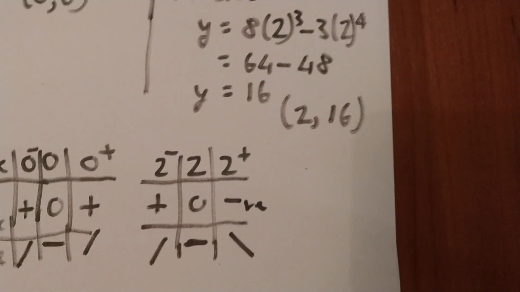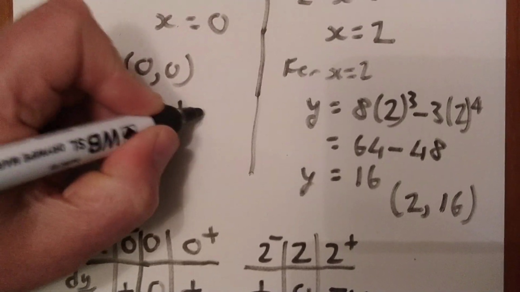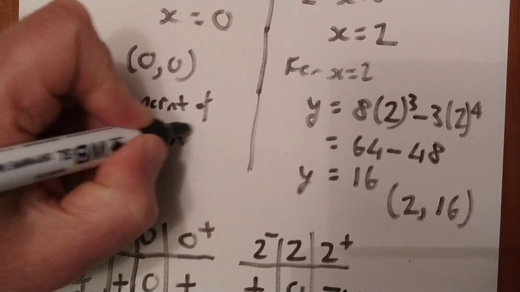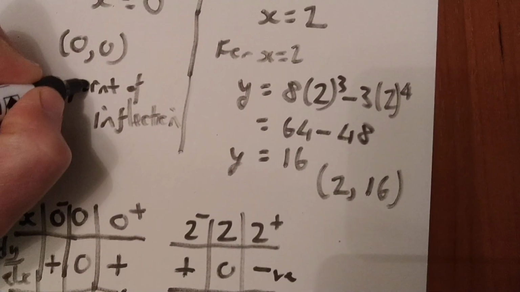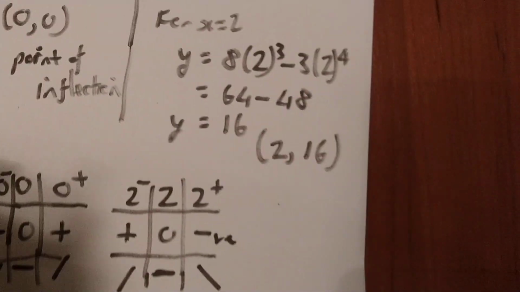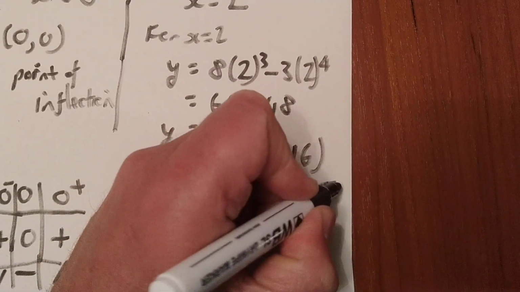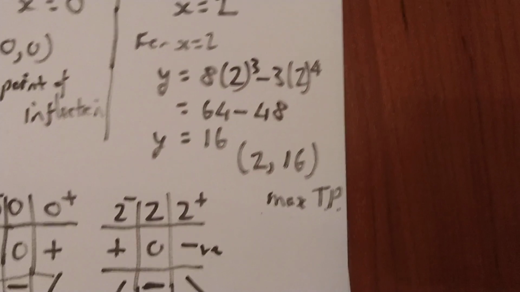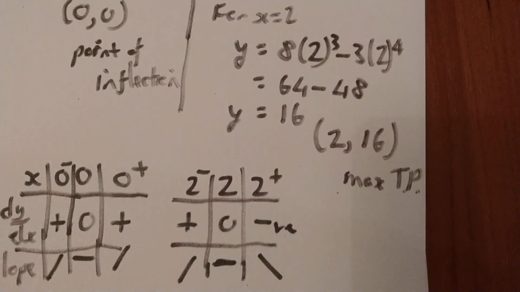Now the question didn't ask me to, but I may as well put in point of inflection, because sometimes the question will ask me that, and I will get marks for just identifying these and to say 2, 16 is a maximum turning point. Because that could be an extra mark right there just for merely taking the results from this up to here.